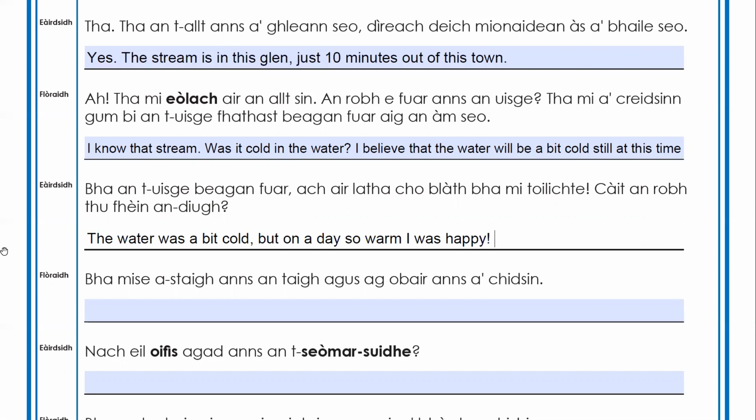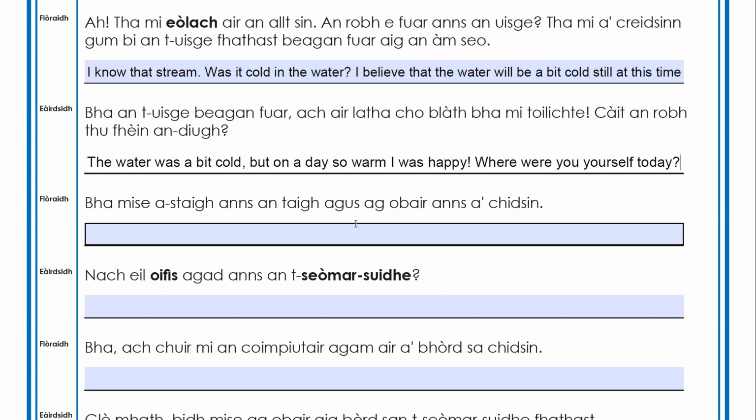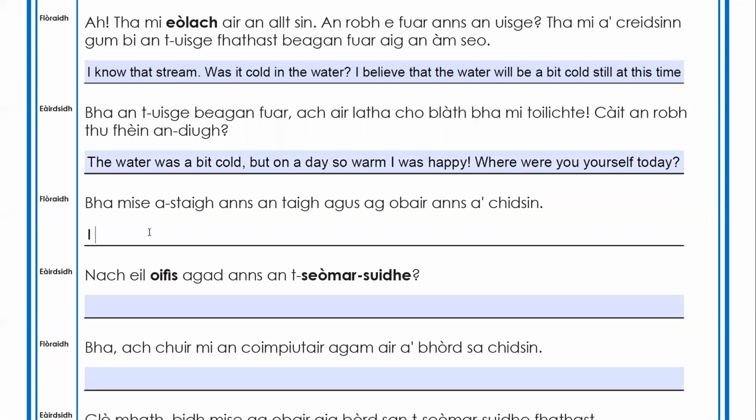Cat and o you. So where were you yourself today? Or just where were you today? In English you can just stress. Vamishe ystau ans yn tai agus y gobydd ans the kitchen. So I was inside in the house and working in the kitchen.